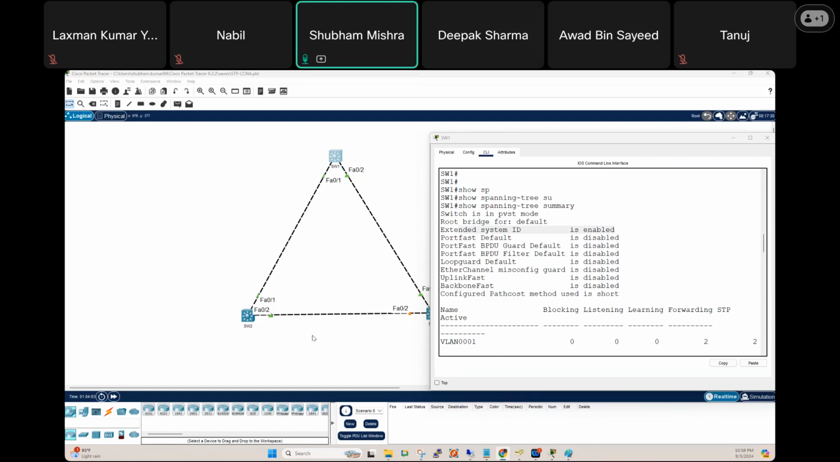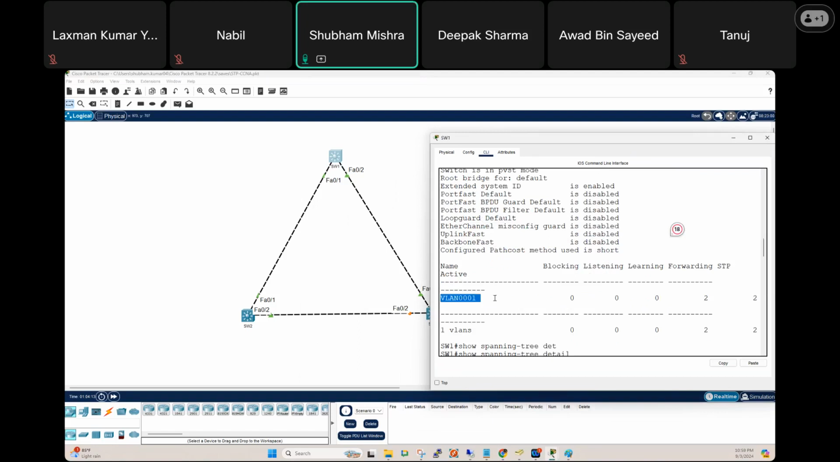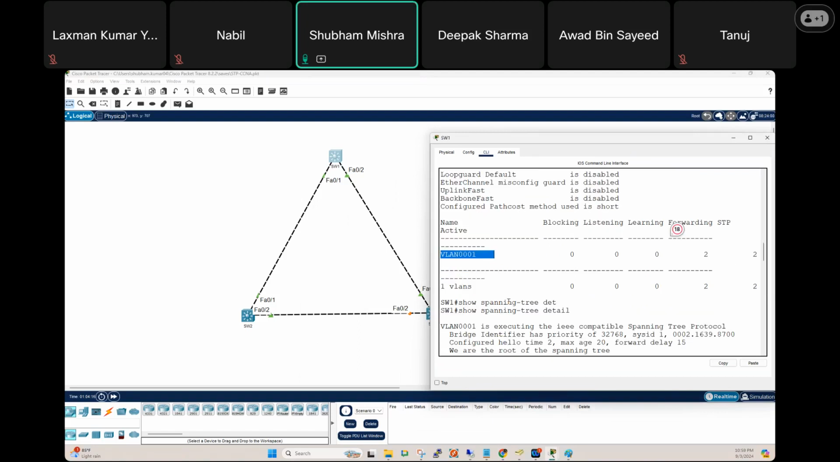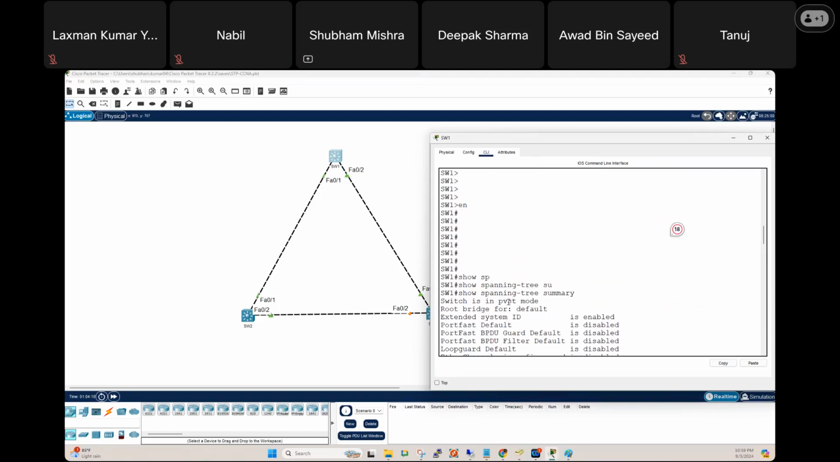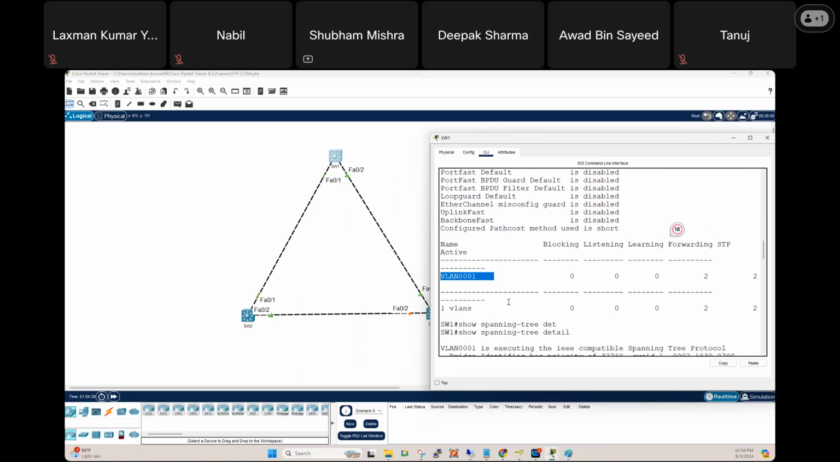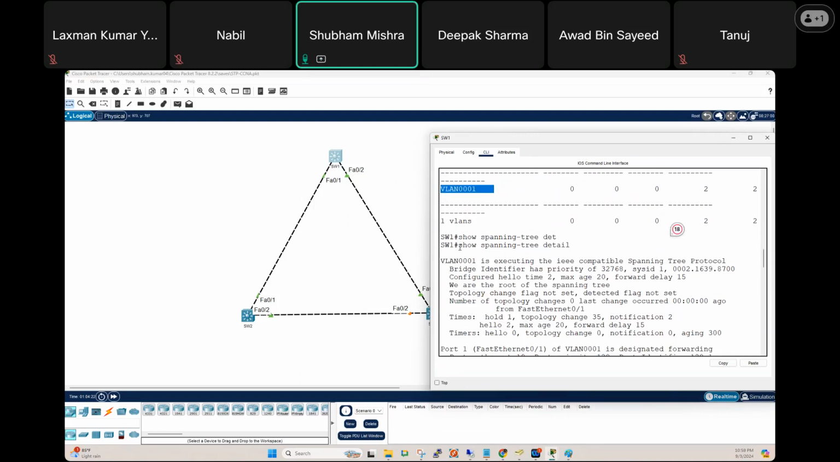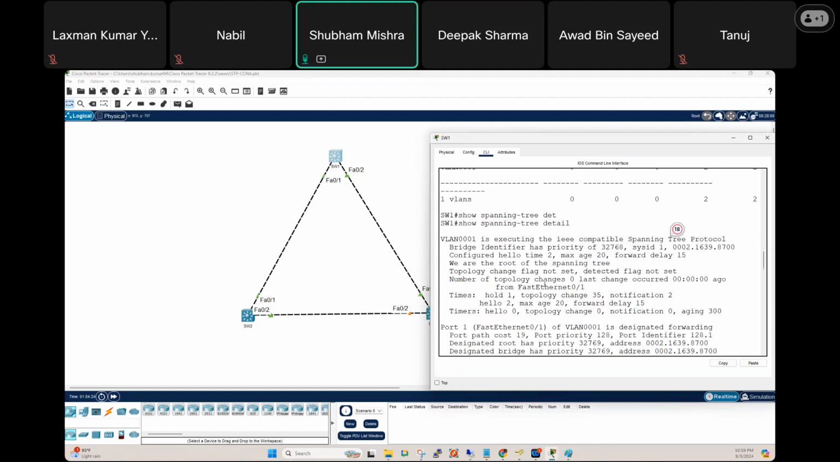Does everyone understand now? Okay. PortFast is disabled by default. What is PortFast? We will discuss. BPDU guard we will discuss. Everything we will discuss. Now by default VLAN number 1 is there. So when I write show spanning-tree detail, this is the command by which you can check the spanning tree in detail.